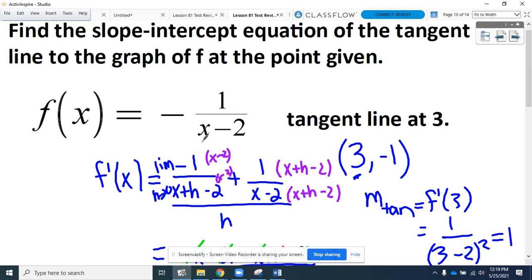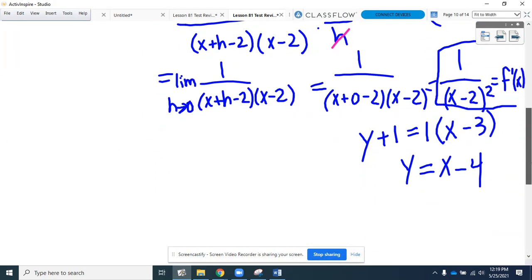I plugged it in up here. So I plugged in 3, I got 1 over 1 and negative, so I got negative 1. Final step was to write the equation of the line, which gives you y equals x minus 4.